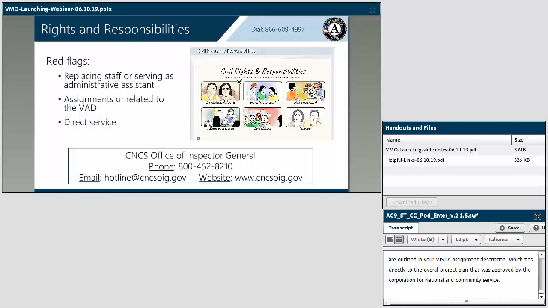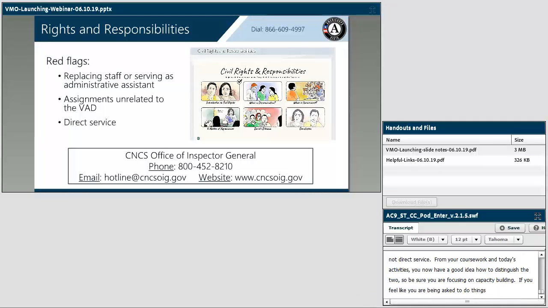Finally, the majority of your work should be capacity building, not direct service. From your coursework and today's activities, you now have a good idea of how to distinguish the two, so be sure you're focusing on capacity building.